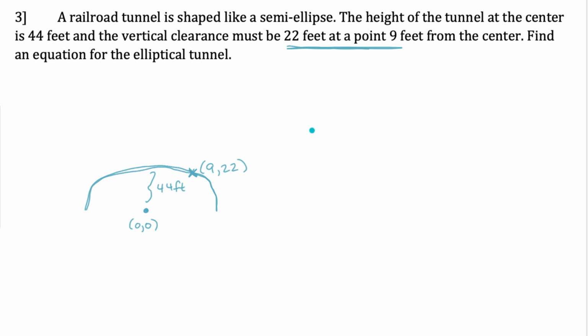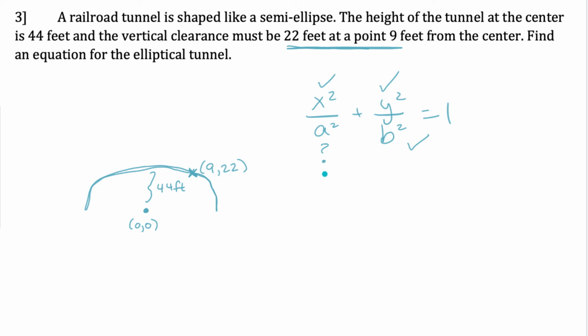So we need an equation for the elliptical tunnel. Knowing that we're at 0, 0, we know our equation is going to look something like this. x squared over a squared plus y squared over b squared equals 1. So now we have a b value, right? We know b. And we know an x and we know a y. So we're looking for an a, right? This is the question mark. I suppose we could be looking for b, but I'm going to assume that this tunnel is wider than it is high because that's typically how tunnels look.